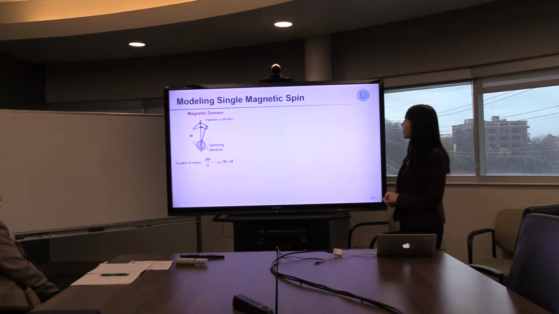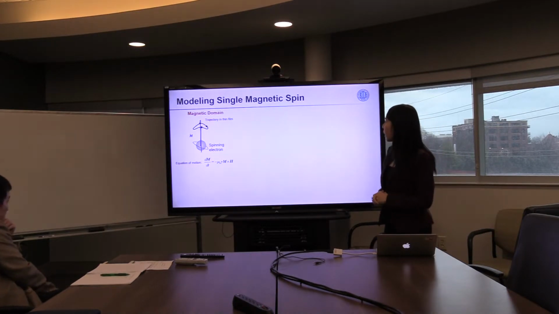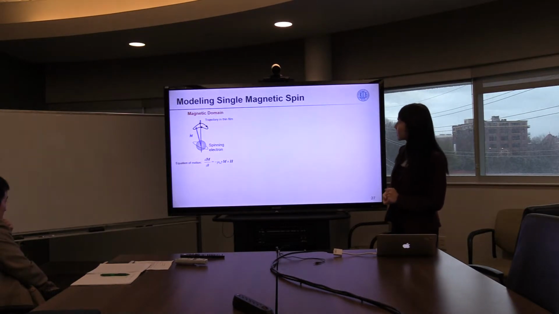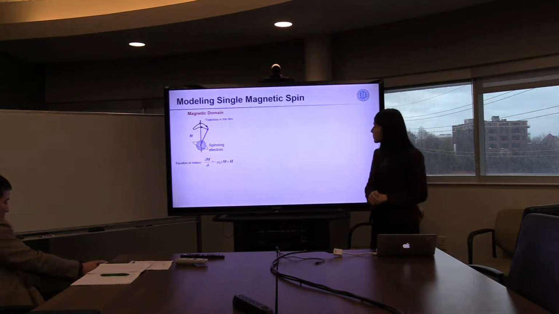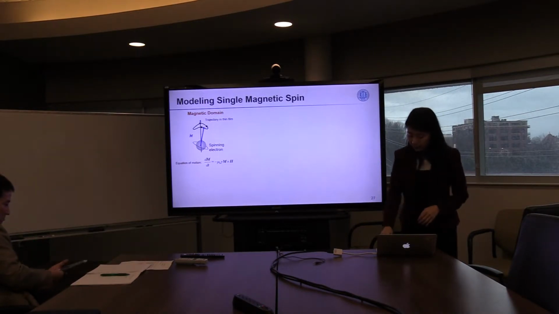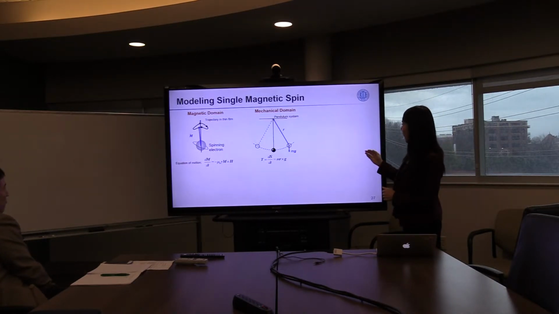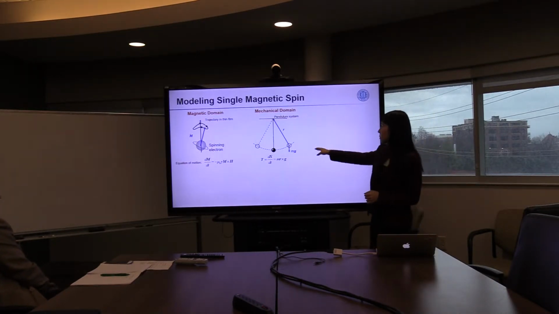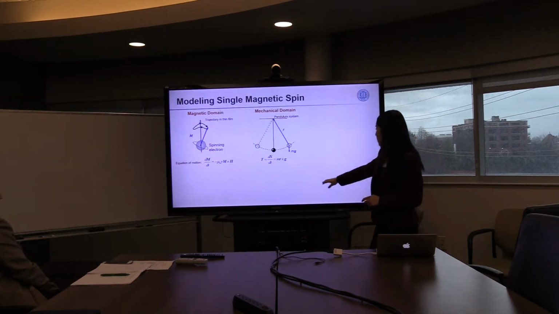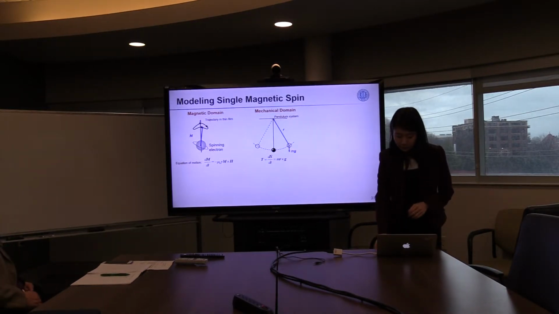So we start with modeling a single magnetic spin. This picture shows the simplified trajectory of magnetic spin in thin film magnetic materials, and this equation describes the motion of the spin. We found it very similar to a mechanical system, where a pendulum is swinging around a fixed point. And this is the equation describing the equation of motion of this pendulum system.